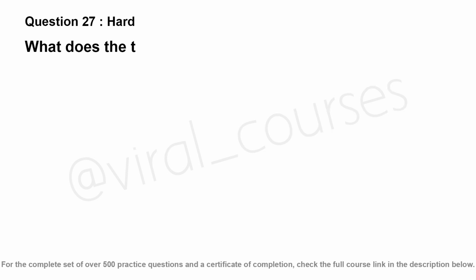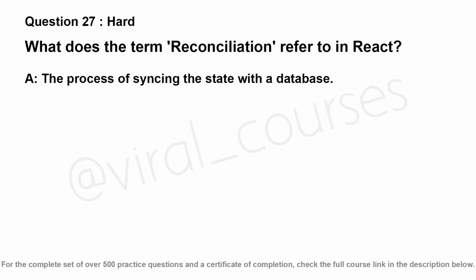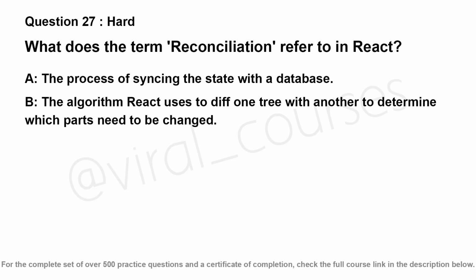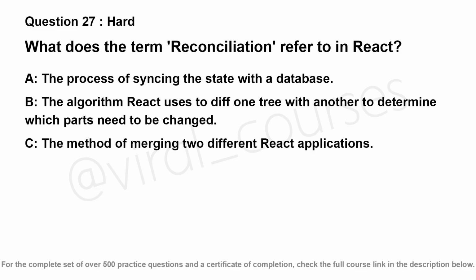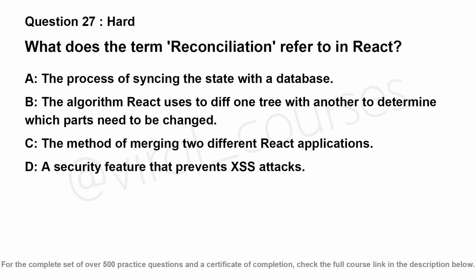What does the term reconciliation refer to in React? Option A. The process of syncing the state with a database. Option B. The algorithm React uses to diff one tree with another to determine which parts need to be changed. Option C. The method of merging two different React applications. Option D. A security feature that prevents XSS attacks.